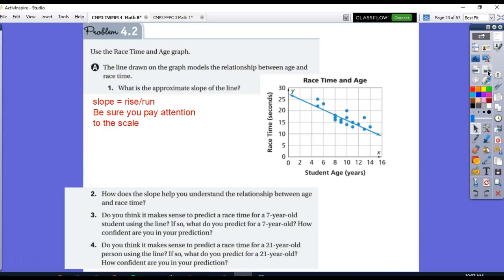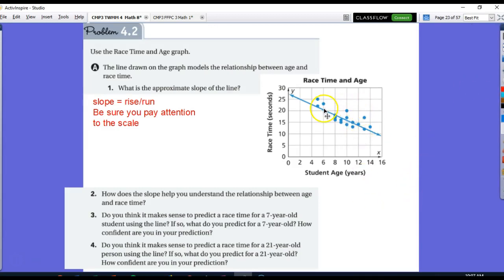So part A, using the race time and age graph. So we're just using this graph. It says, what is the approximate slope of the line? Well, a reminder that slope equals rise over run. Now, I want you to pay attention to the scale, because along the x-axis we increase by 2 each time, but along the y-axis we increase by 5. So to find your slope, we need 2 points along the line. Pick any 2 points, but make sure you're paying attention to what values they are, because going 2 this way gives you a value of 4, going 2 this way gives you a value of 10. So pay attention to that scale.